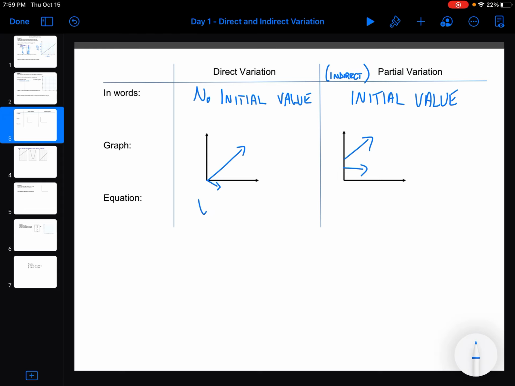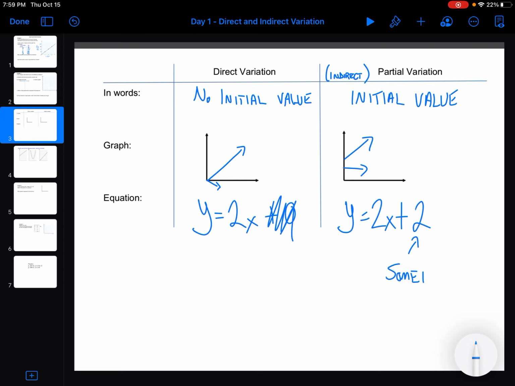An example of direct variation will never have a value at the end. So it's going to have some value like 2x. It would be plus 0, so it's never going to have anything at the end. We never actually write that plus 0 in. Indirect or partial would be like 2x plus 2 or some other value. This is something other than 0.